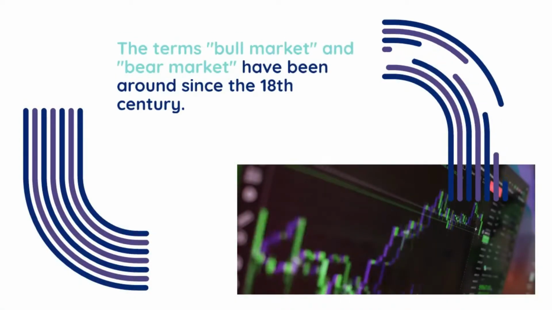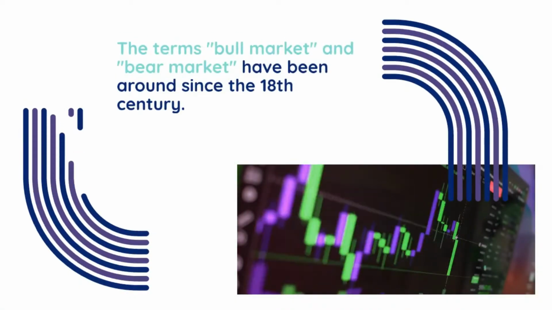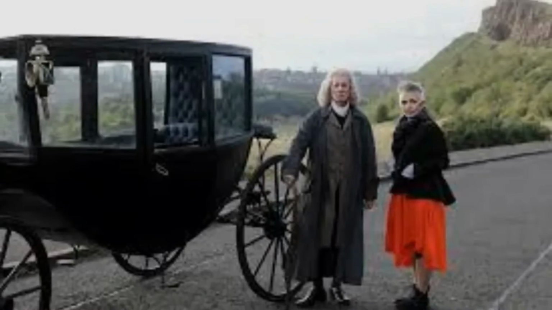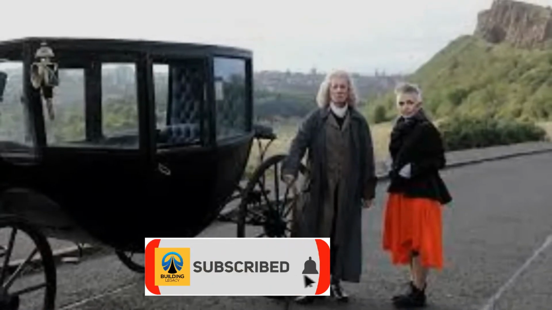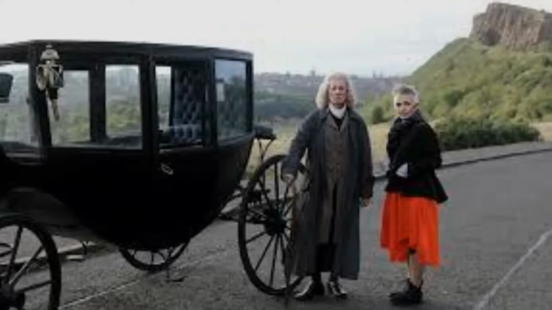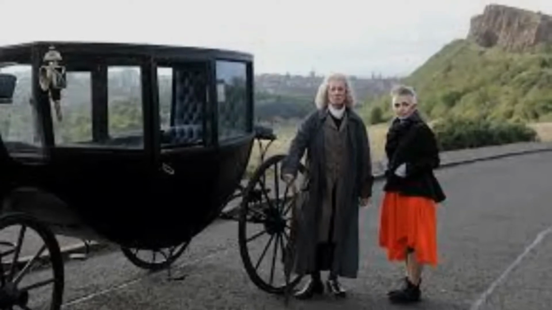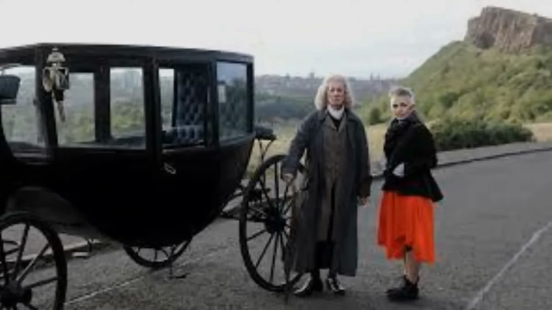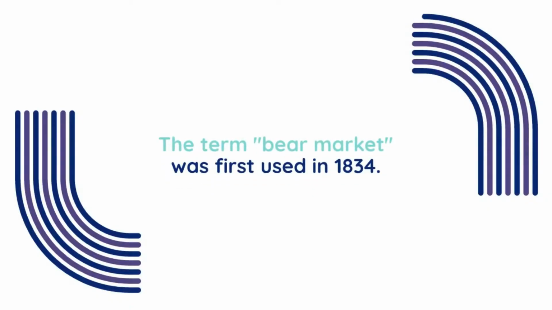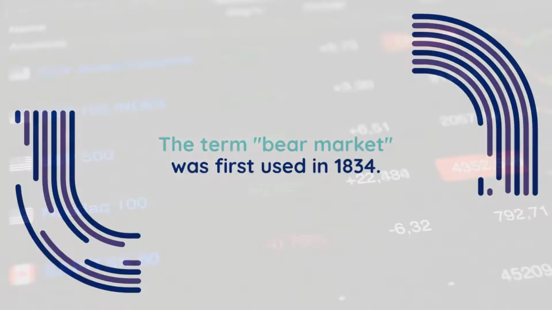The terms bull market and bear market have been around since the 18th century. The first recorded use of the term bull market was in 1792, when British journalist Samuel Johnson used it in his book A Journey to the Western Isles of Scotland. The term bear market was first used in 1834.